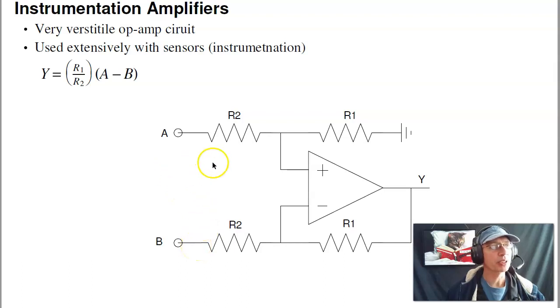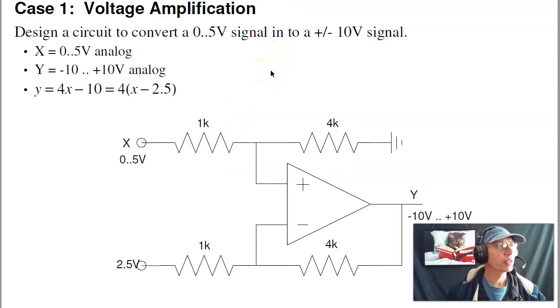You can build inverting amplifiers, non-inverting amplifiers, differential amplifiers. It is used extensively with sensors, meaning instrumentation. Here I'd like to give a couple examples of things you can do with an instrumentation amplifier. The first one is voltage amplification.